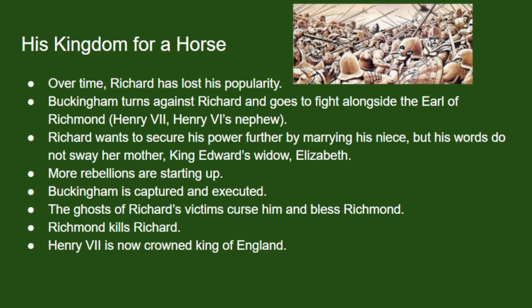Now, Richard does try to manipulate her mother, Elizabeth, into agreeing to this arrangement, but she instead stalls for time by telling him she'll get back to him on her answer. His manipulations do not work on her. Richard has now lost control of events and his power is slipping. Rebellions have started up, and Richmond is invading soon. Buckingham is captured and executed as a traitor, then Richmond begins the invasion.